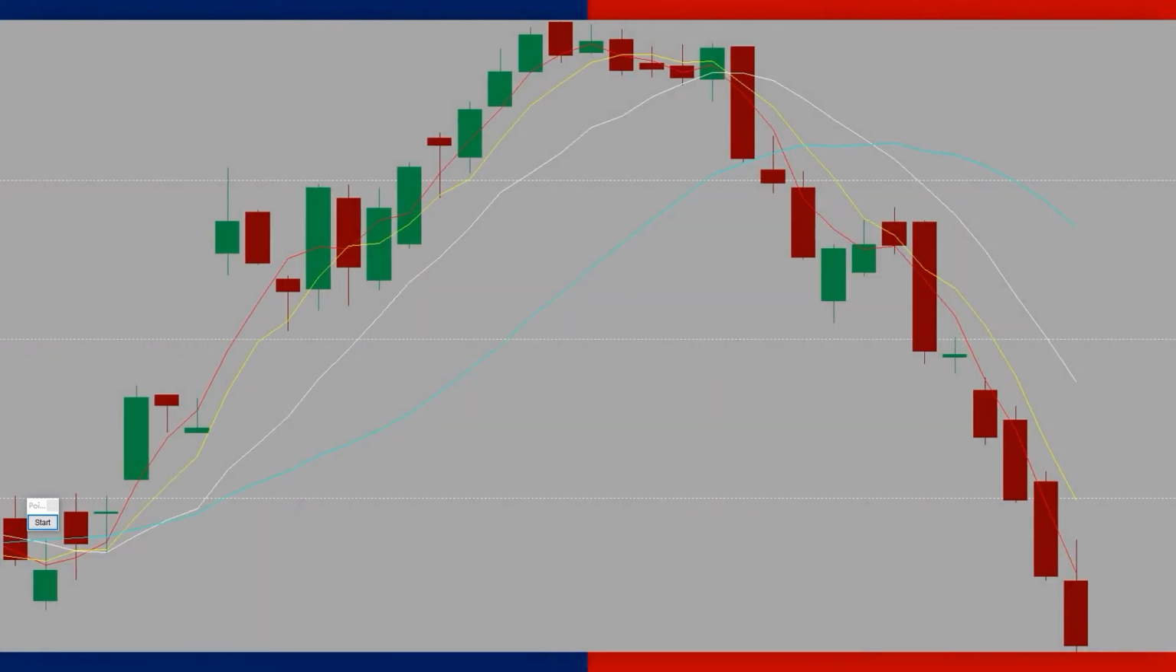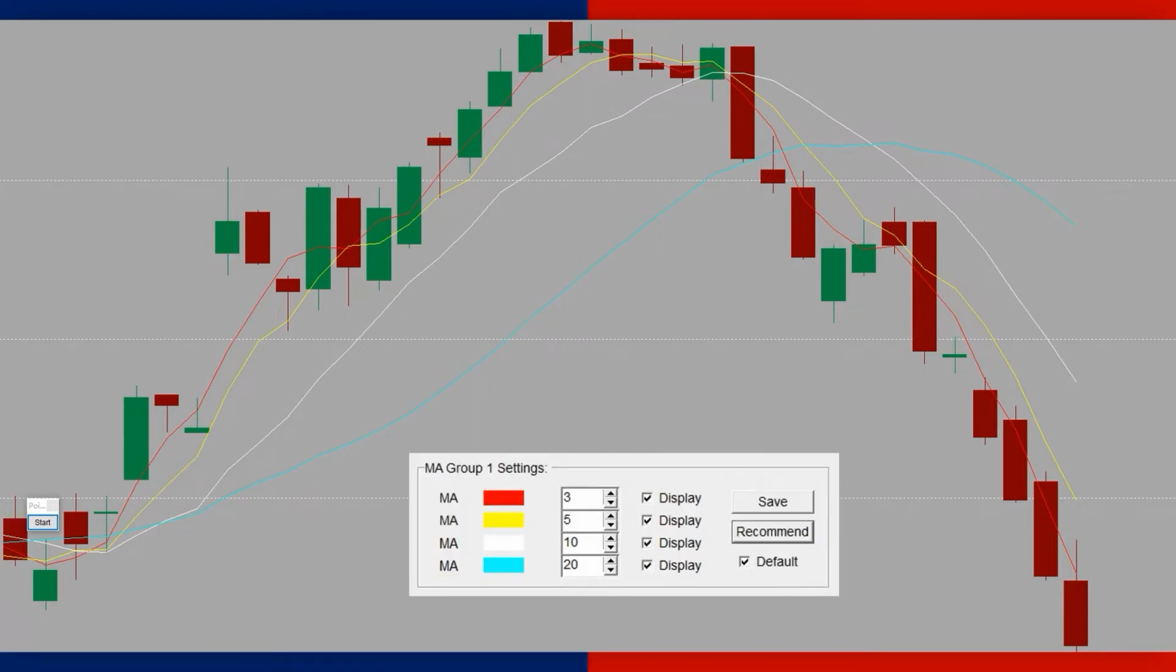So we see here four different color lines. We see the red line, the yellow line, the white line, and the light blue line. All these lines are moving averages. And here you see the parameter. Red line means 3-day moving average. Here we use the daily chart, but it's the same for the minute chart. If you see the 30-minute, 60-minute, or even the weekly chart or monthly chart, all works.